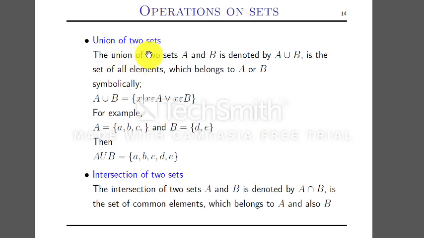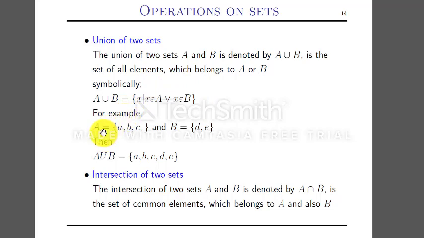Operations on sets. Union of two sets. The union of two sets A and B is denoted by A union B. Symbolically, it is the set of all elements which belong to A or B. Using set builder notation we can write A union B as all x such that x belongs to A, where this symbol denotes or, x belongs to A or x belongs to B. So mathematically we can write the union in terms of this.